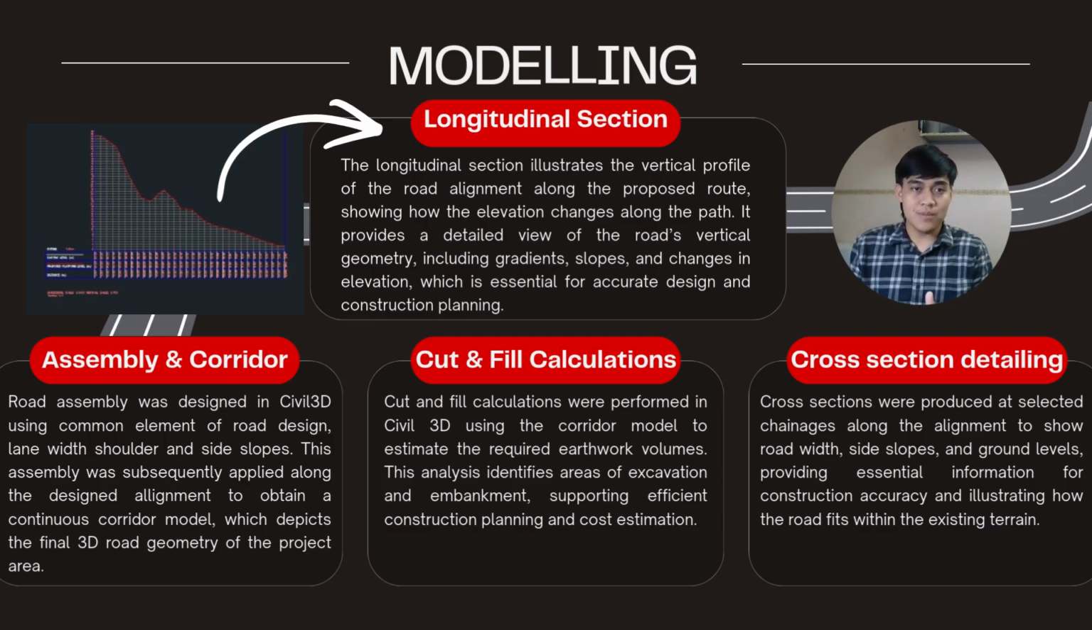The next one is assembly and corridor. Road assembly was designed in Civil 3D using common elements of road design, with shoulder and side slopes. This assembly was subsequently applied along the design alignment to obtain a continuous corridor model, which depicts the final 3D road geometry of the project area.